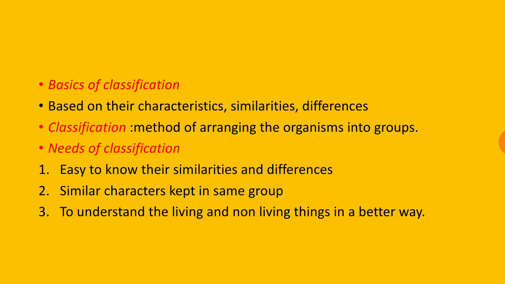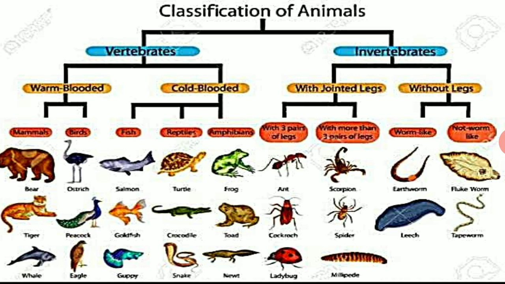And what are the needs for this classification? Why do we need classification? First, it is easy to know their similarities and differences. While classifying, we can easily know what their similarities and differences are. The next one, similar characters are kept in the same group. If animals have the same characters, they can be kept in the same group. If differences are there, we can separate them. In such a way we can classify them easily, and to understand living and non-living things in a better way. While doing this, the living and non-living things themselves can be easily identified.